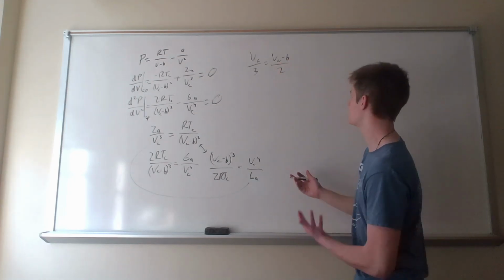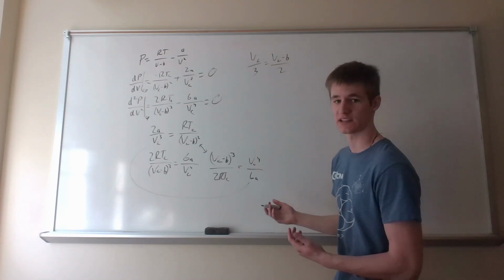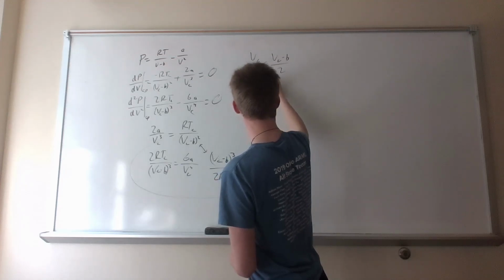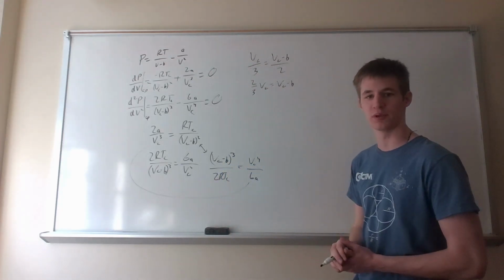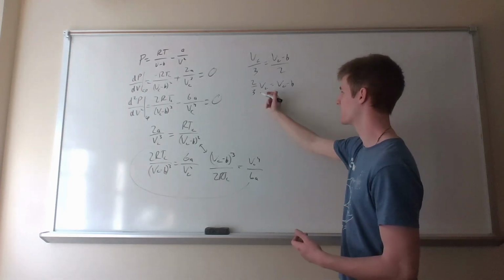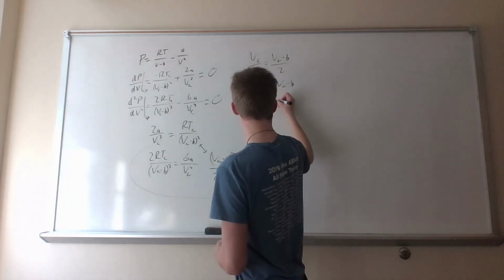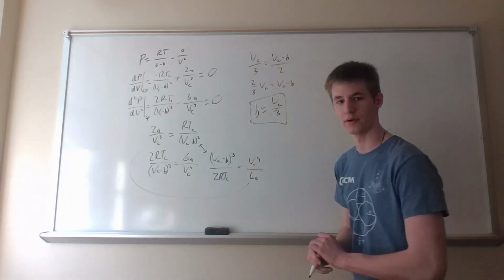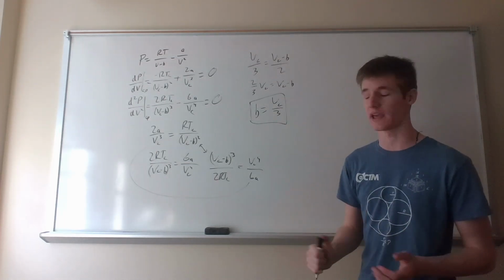And so now it's just a little bit of algebra. If we multiply by 2 on both sides, we get 2/3 Vc equals Vc minus B. And then solving for B, we just add B on both sides and subtract the 2/3 Vc. We get B equals Vc over 3. Right. And we can use this value now to calculate A.